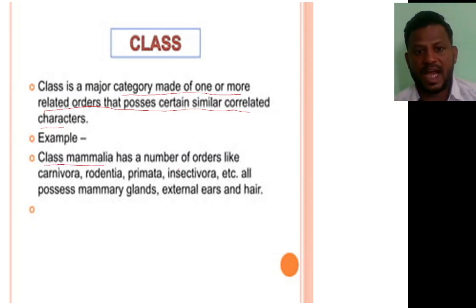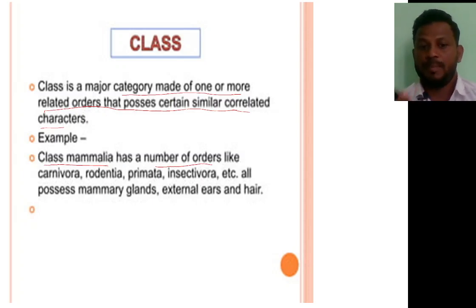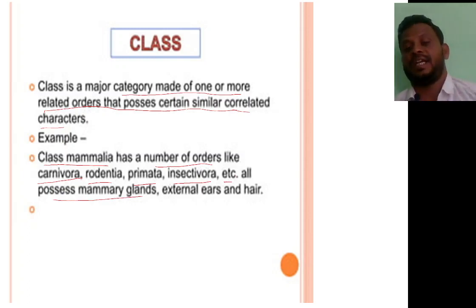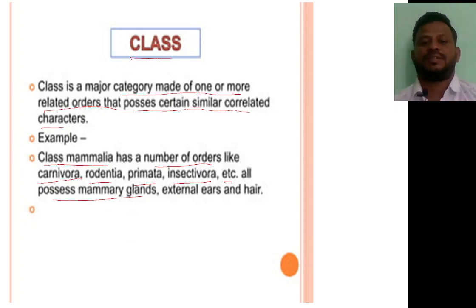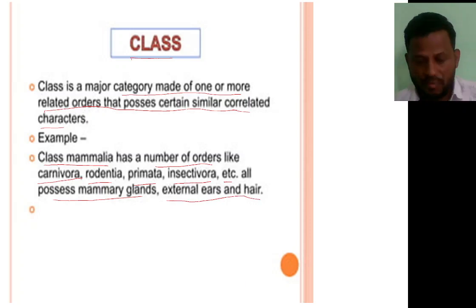Class Mammalia has a number of orders, like Carnivora, Rodentia, Primata, Insectivora, etc. All these possess mammary glands. It means the organisms having mammary glands all come under a single class. Another feature is the external ears and the hairs. For example, we have hairs on our bodies. Lions also have hairs on their bodies, and they have mammary glands. Even human beings have mammary glands.